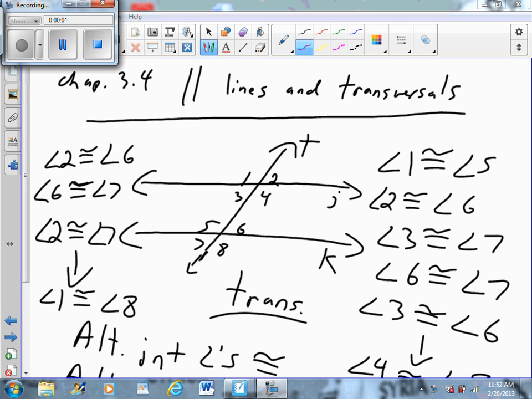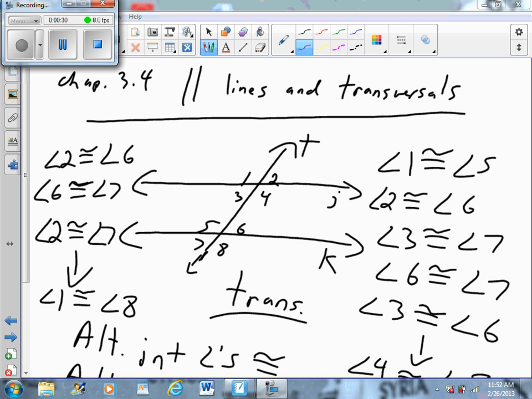Chapter 3.4. We just got through talking about, in chapter 3, angle pairs that are generated when you have lines being intersected by transversals. We've got alternate interior angles, alternate exteriors, all the angle pairs we've talked about. You can listen to the video from yesterday to get that information. A special situation takes place, however, when transversals cut across parallel lines.